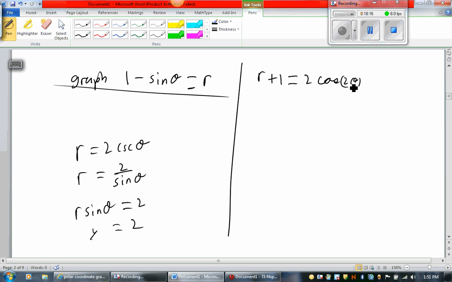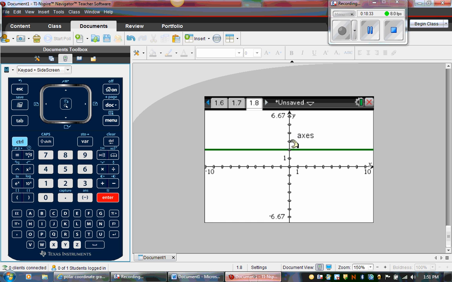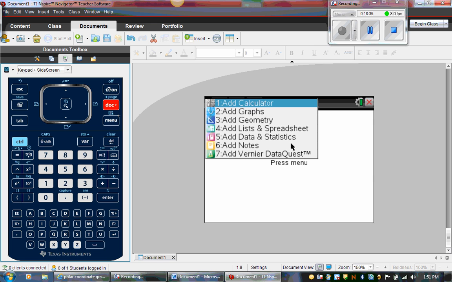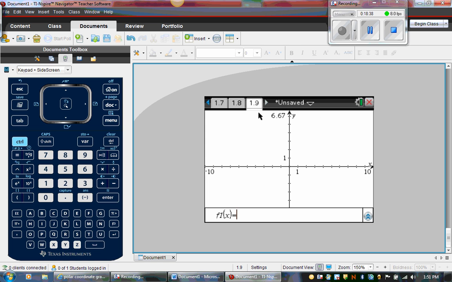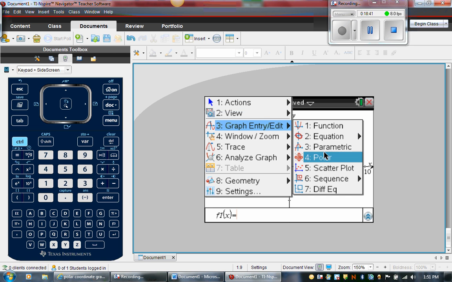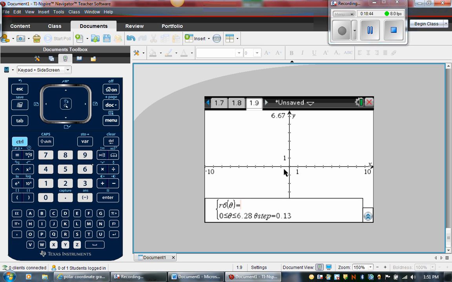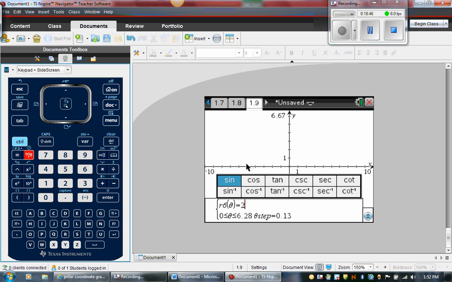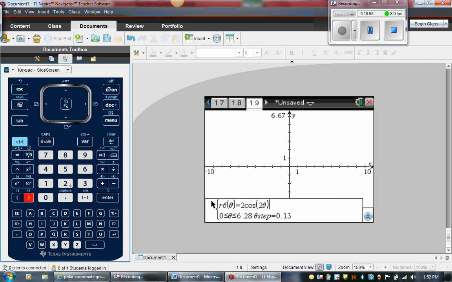We can't graph this right away in the graphing calculator. We first have to subtract 1 from both sides to get r equals 2 cosine of 2 theta minus 1. Remember that minus 1 is not part of the angle. Now we can go ahead and graph that. Put it on a new page. We're graphing still polar coordinates. And we have r equals 2 cosine of 2 theta minus 1, not in the angle, but just as a constant.